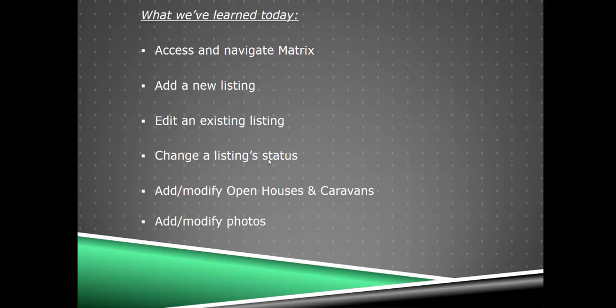How to access that, we can go through the widget on the home screen of Matrix. We can go up to the menu at the top, My Matrix, My Listings. Make sure again that you're going to look at My Editable Listings in that particular menu at the top of the screen. Or we can go back to the Add Edit tab and look for an existing listing on that screen. You have a few options there. Changing a listing status, active to pending to contingent, back to active. It's all very simple when you're pulling up that listing you want to edit.